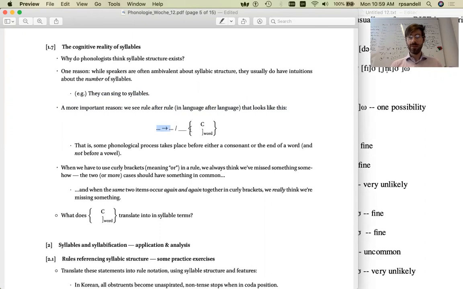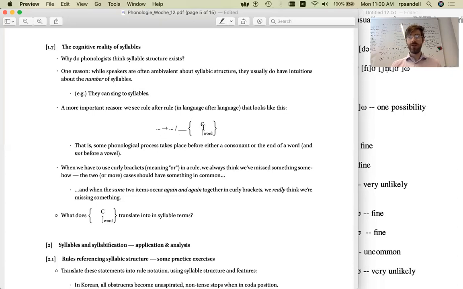A more important, analytical reason to think that there are such things as syllables is that this sort of rule, given here, is a type of rule that occurs many times over in many, many different languages. And the rule will have the following structure, that some change occurs in the context immediately preceding a consonant or the end of a word. So again, there's some phonological process that takes place either before another consonant or the end of a word, and not before another vowel. And this use of these curly brackets in the notation, that means or, we should always take that to mean that we've not understood something.